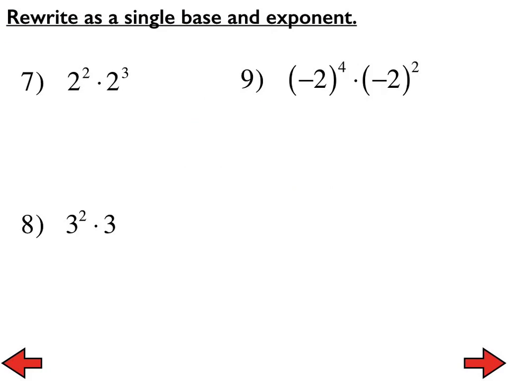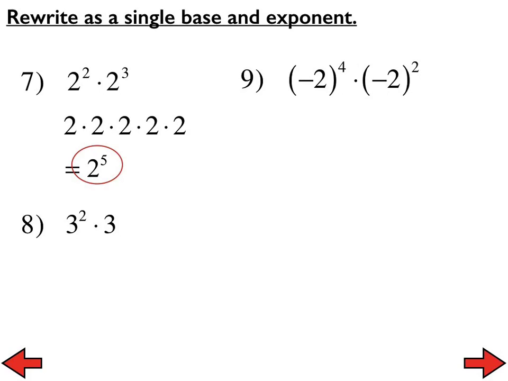So let's practice then. Number 7, this says 2 times 2 times 2 times 2 times 2. How many 2s are being multiplied? 5. So you can write this as 2 to the 5th power. Single base and exponent. Okay?